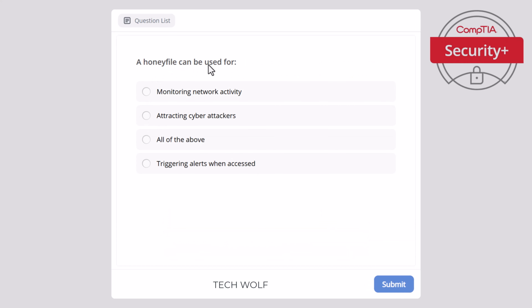A honey file can be used for monitoring network activity, attracting cyber attackers, all of the above, or triggering alerts when accessed. So what can a honey file be used for from these answers? And here the correct answer is all of the above.